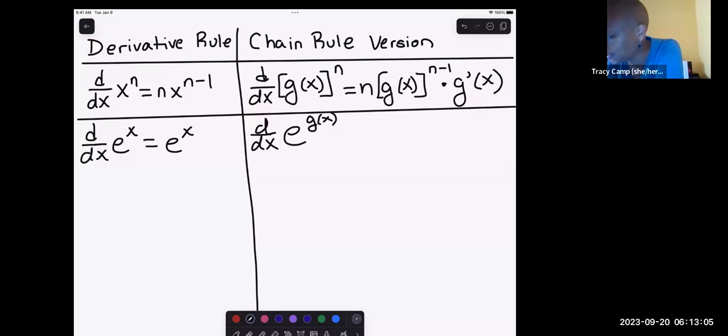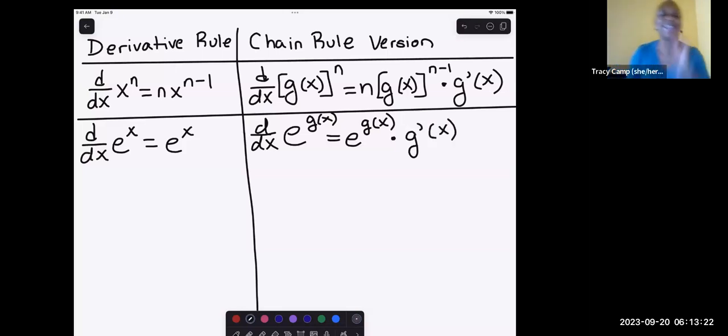And what the chain rule says is that, okay, go ahead and use your rule, like the derivative of e to the x is e to the x, but then you do not stop until you multiply by the derivative of the function that's in the place of x. That's in the place where x normally is, multiply by the derivative of that thing. And again, that function is oftentimes referred to as the inner function.